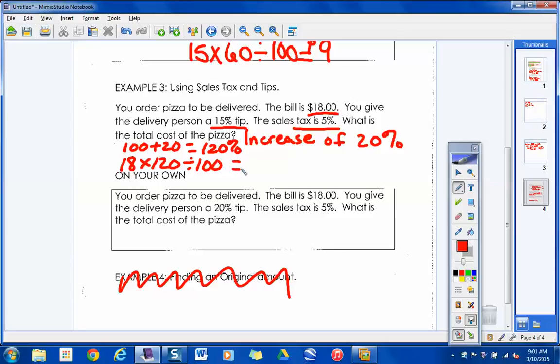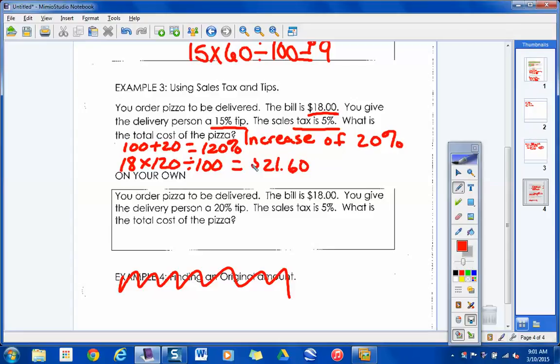I have no idea what that is. I'm pretty sure you do. I could try and do it in my head. 10% would be $1.80. So 21.60, right? You guys get $21.60. You probably got 21.6, didn't you? Which meant $21.60.